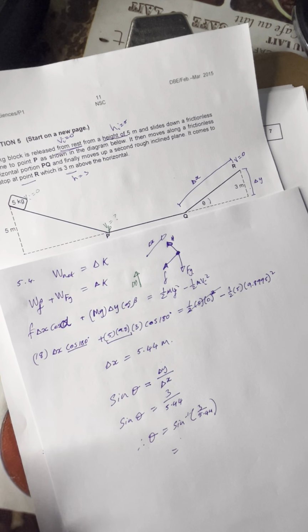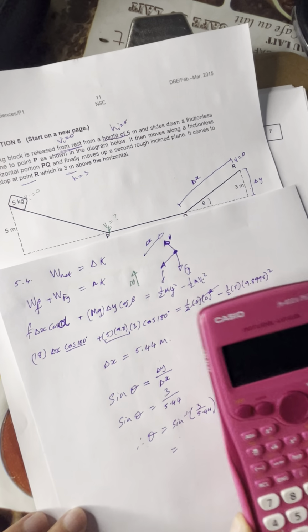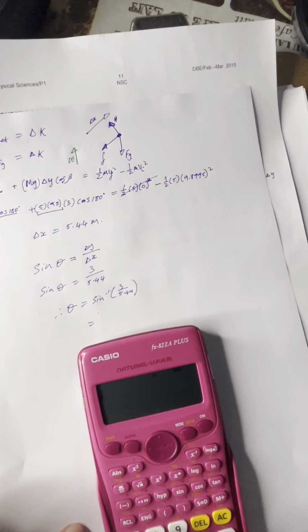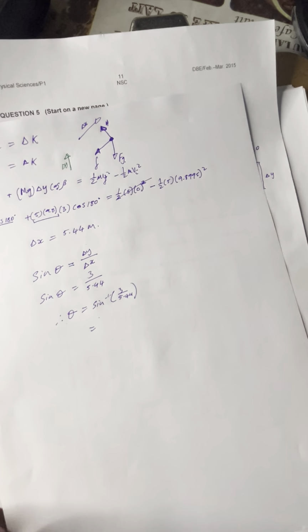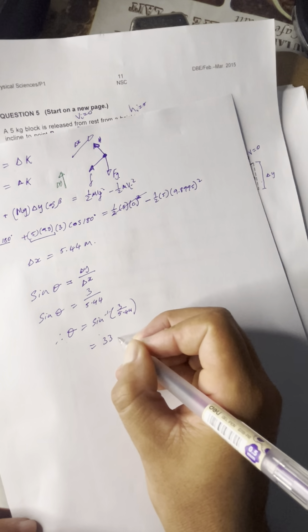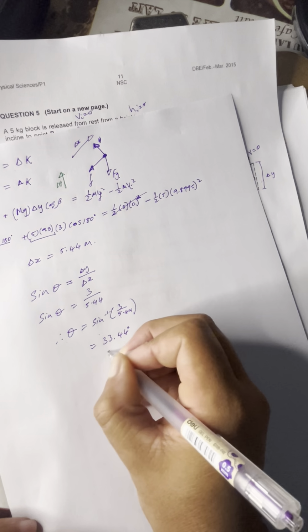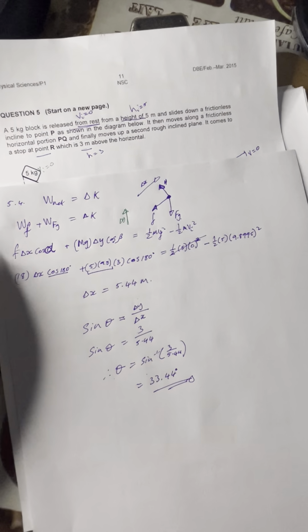So how do you press arc sine on the calculator? It's shift sine, then you put in the fraction 3 divided by 5.44, and the angle becomes 33.44. 33.44 degrees. And this is for 7 marks.